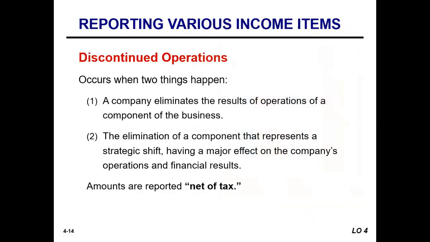Another type of income item, again on an as-needed basis, is when there are discontinued operations. There's a special way that those have to be listed on the income statement. Discontinued operations are when a company eliminates the results of operations of a component of the business.